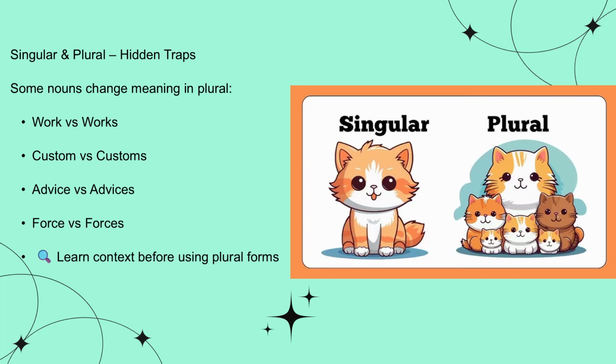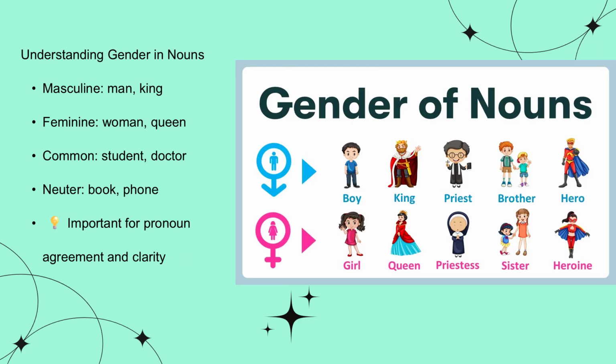Singular and plural, hidden traps. Some nouns change their meaning when pluralized, these are hidden traps. Take work versus works, one means effort, the other can mean creations or factories. Customs may refer to traditions, or border formalities. These changes depend heavily on context. So always pause and think before using plural forms.